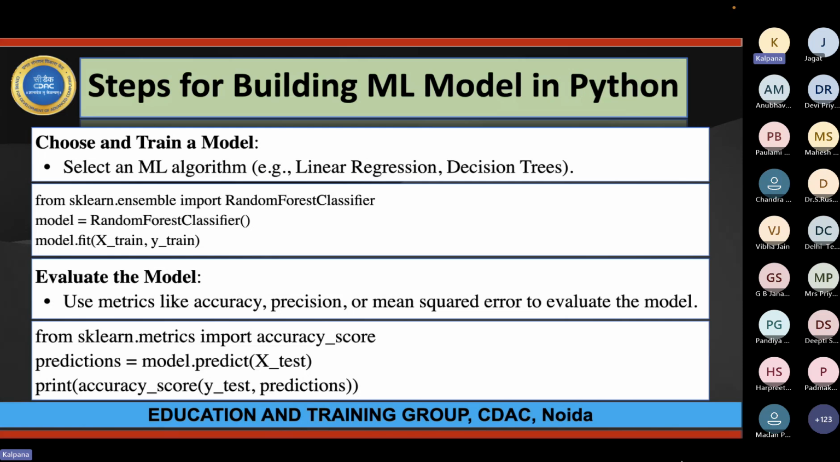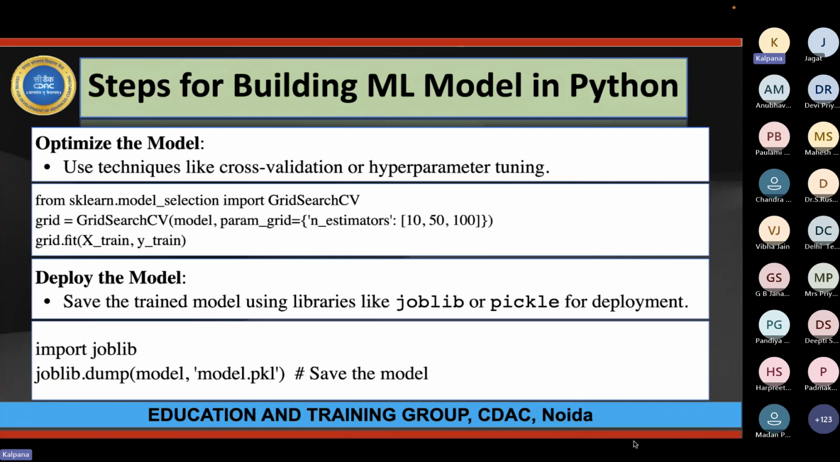Decision tree, use it, random forest, use it, linear regression, use it, whatever is available to you, you use that. Once your model has been trained, you evaluate the model. You can use various accuracies, precision, or mean squared errors to evaluate the models. Once you evaluate the model, then you optimize the model. You reset the hyperparameters, cross validations kind of thing.